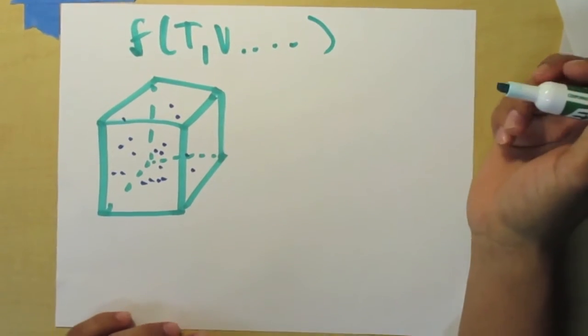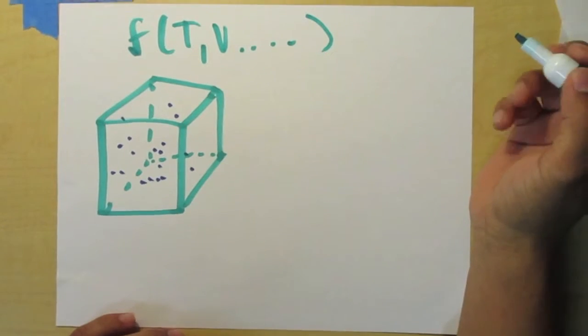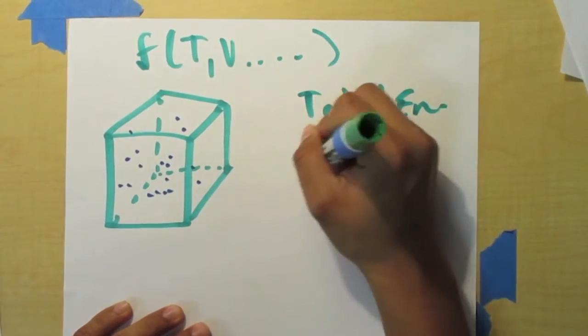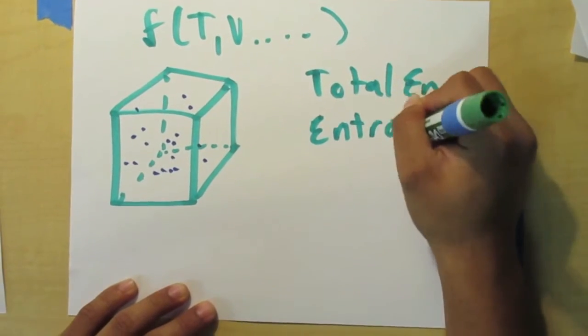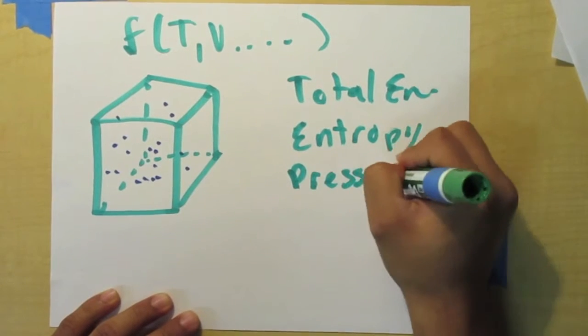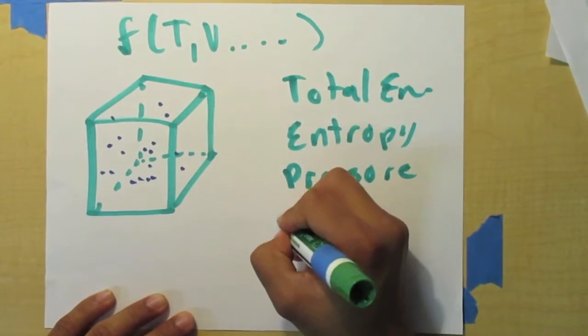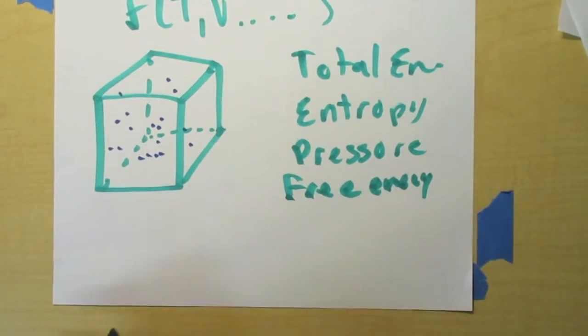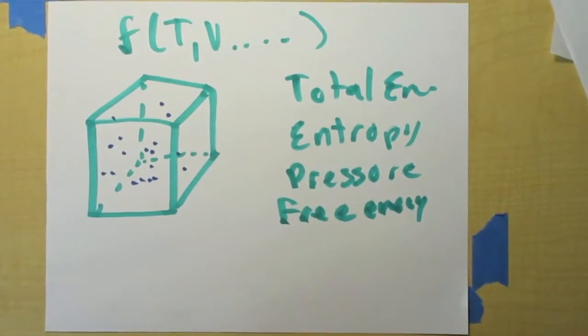Most of the aggregate thermodynamic variables of the system, such as total energy, entropy, and pressure and free energy, can be expressed in terms of the partition function or its derivatives.